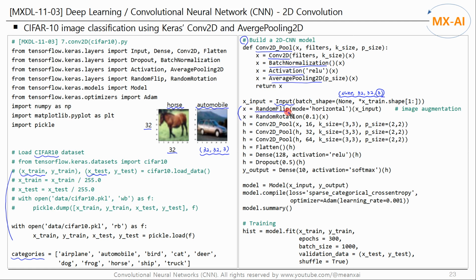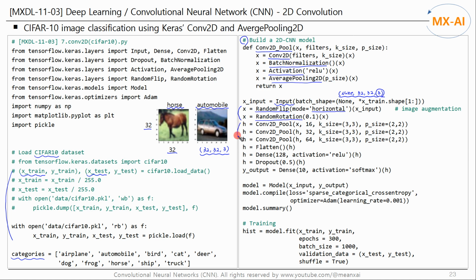Add a random flip layer. This randomly flips the input images during training. The argument horizontal is a left-right flip, and vertical is a top-bottom flip. Only horizontal is applied here. I also added a random rotation layer. This randomly rotates the input images during training.